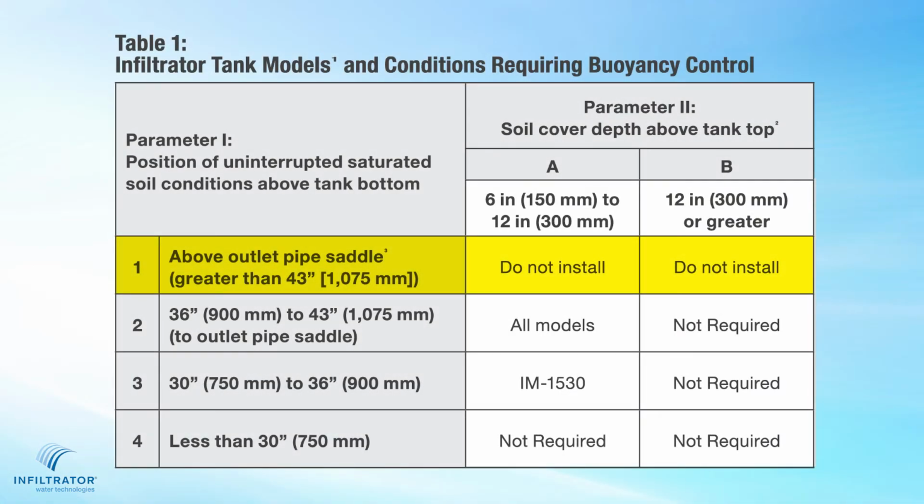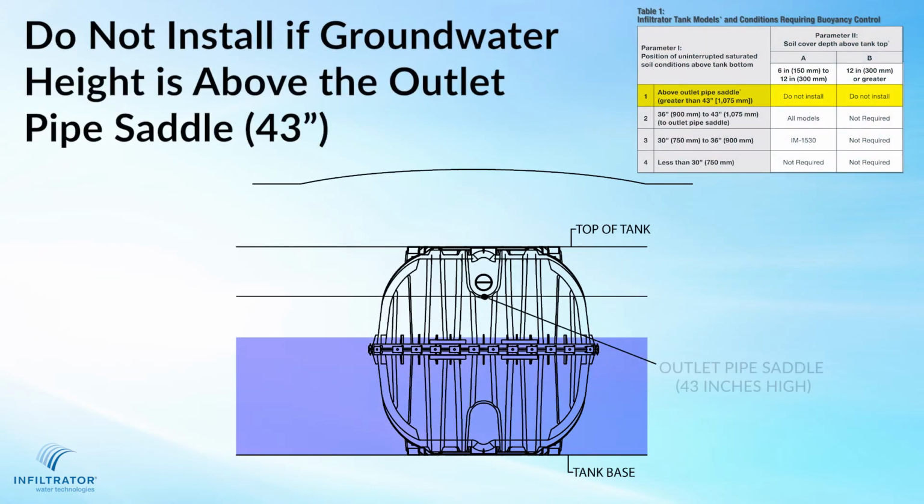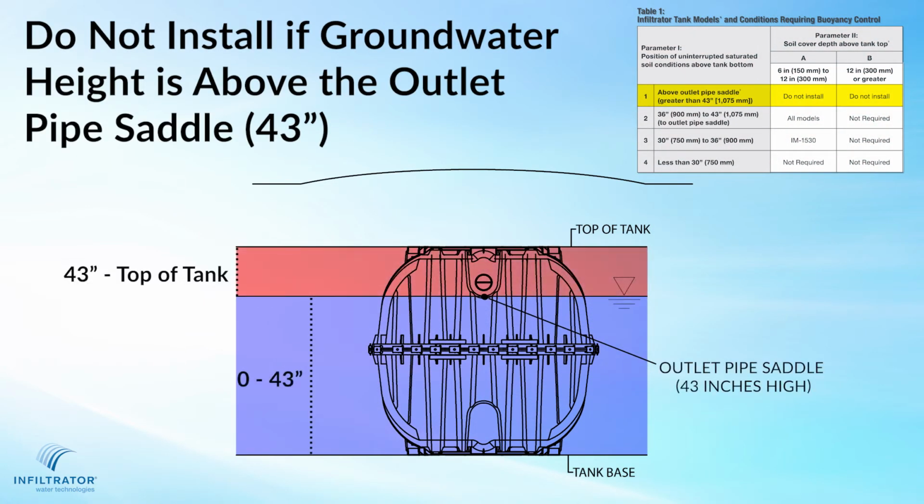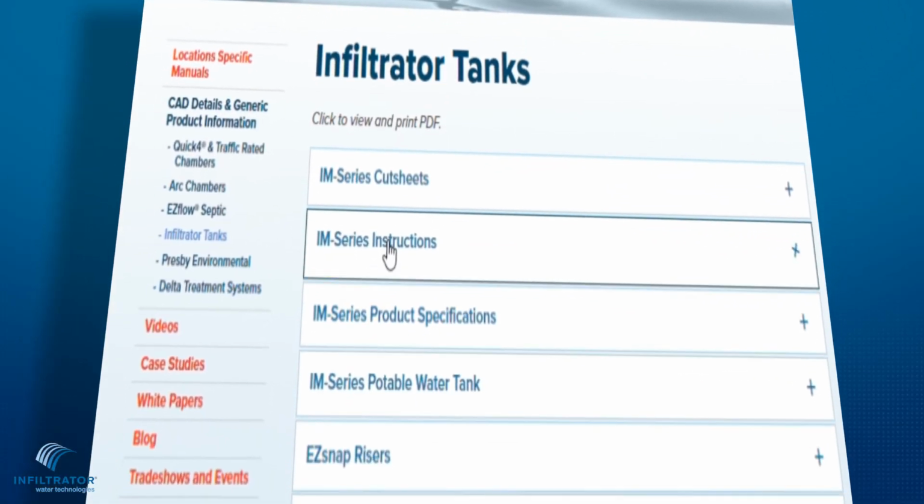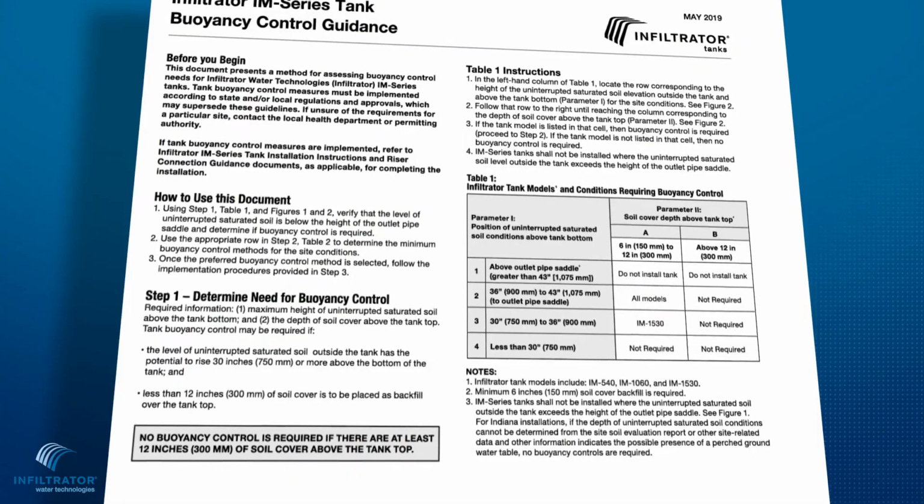With the height of uninterrupted saturated soil conditions above the outlet pipe saddle, so greater than 43 inches, do not install the Infiltrator septic tank. The buoyant force would be greater than the supplemental downward force applied by any of the common buoyancy control methods. For more information, please refer to the buoyancy control document on our website.